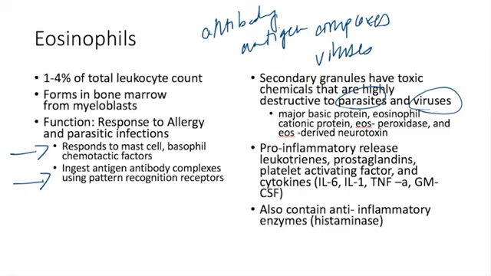Major basic protein, eosinophil cationic protein, EOS peroxidase. So there's one of those peroxidases again. And then we actually have an EOS-derived neurotoxin as well. They contain pro-inflammatories such as leukotrienes, prostaglandins, platelet activating factor, and then they also contain anti-inflammatory enzymes such as histaminase.